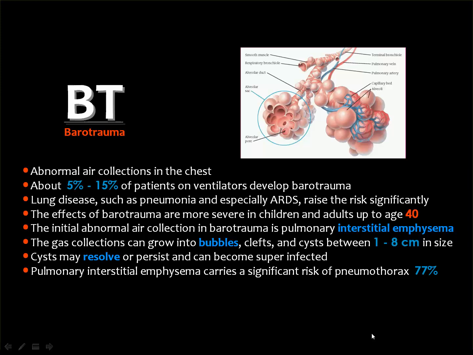The initial accumulation of air will occur within the lung parenchyma in the form of interstitial edema. Then you get in the chest X-ray, in the CT scan, this accumulation of air within the lung parenchyma, which is difficult to be detected by chest X-ray unless the loculi of air are sizable.